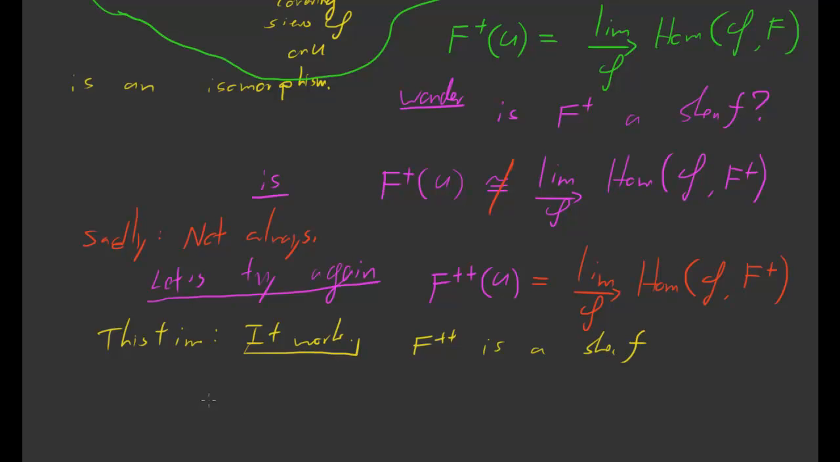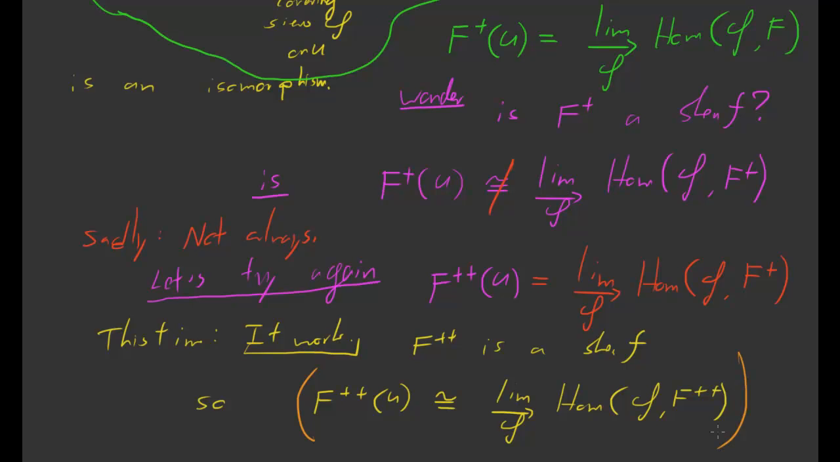That is, F plus plus of U is actually isomorphic to the limit over all covering sieves S on U of Hom(S, F plus plus). So even when we defined F plus plus over here, we only had one plus on this side. It turns out we actually get everything. And this is a non-trivial fact. So I'm not going to prove this because I don't know of any proof that isn't painful. But maybe if I eventually find one, I'll put it up as a detail video.